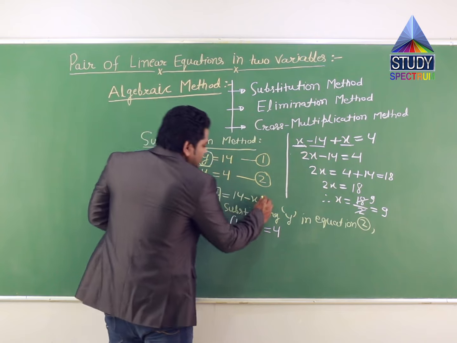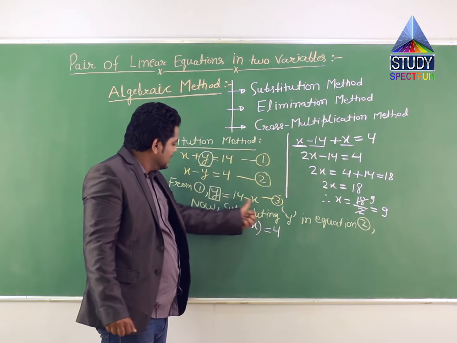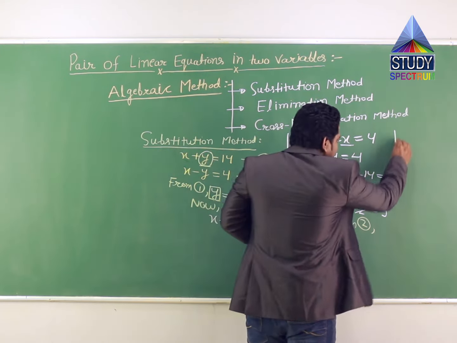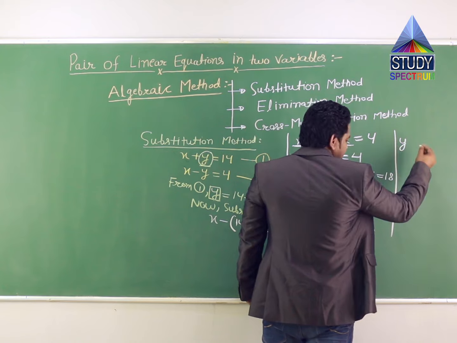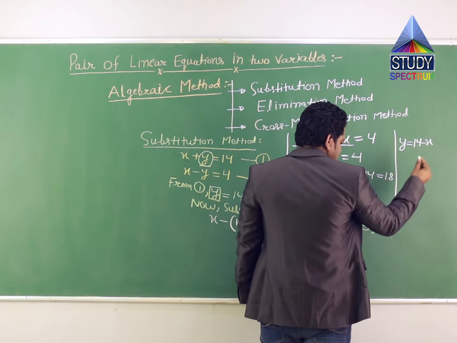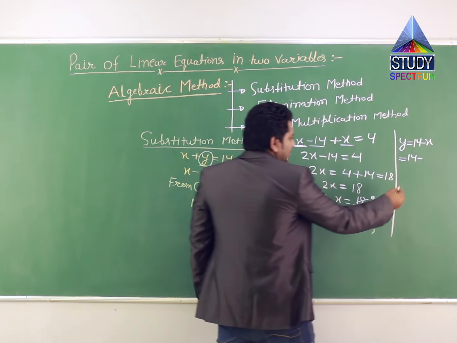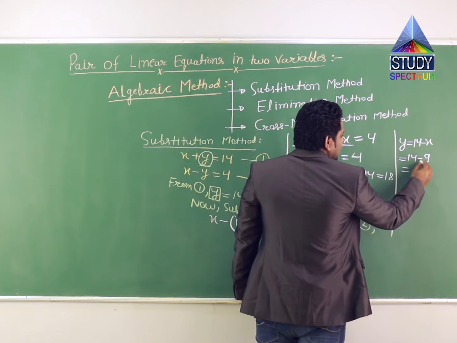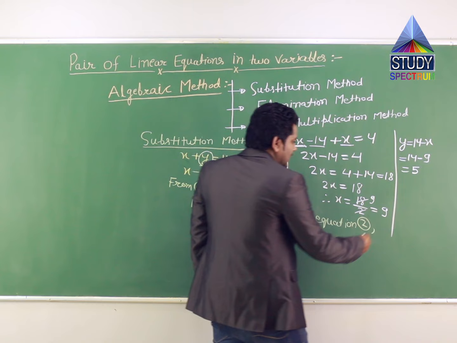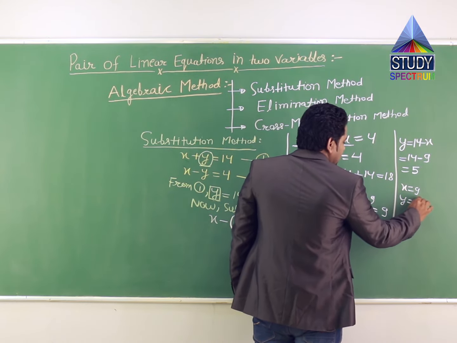So this equation is 3. So we will substitute the value of x over here, then we will get y. So here we have y as 14 minus x. So 14 minus x is 9. So 14 minus 9 is 5. Okay. So solution will be x equal to 9 and y equal to 5.